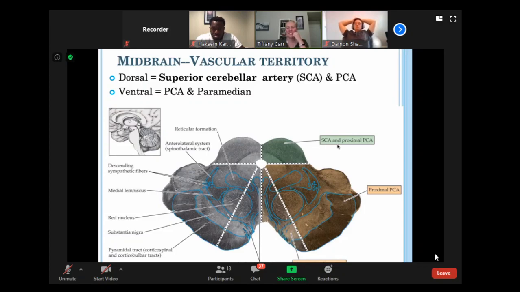But knowing, the superior cerebellar artery and the proximal posterior cerebral arteries are going to provide blood flow to the dorsal aspect. The proximal posterior cerebral artery is going to provide the brainstem and the ventral aspect, and some of those paramedian branches from the top of the basilar artery, and then just kind of seeing where all the little tracts are running.